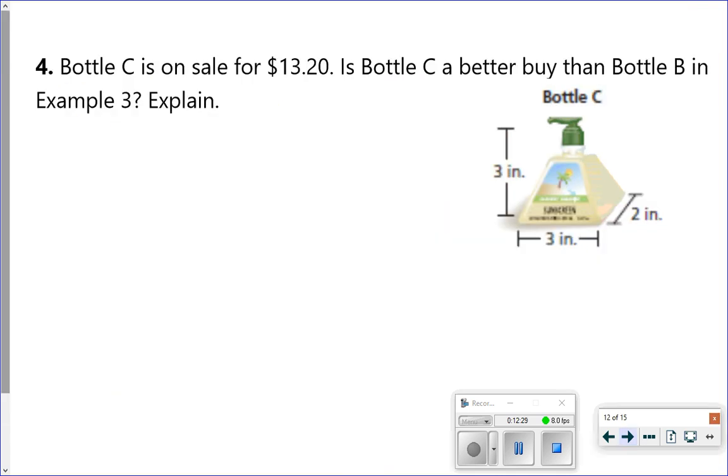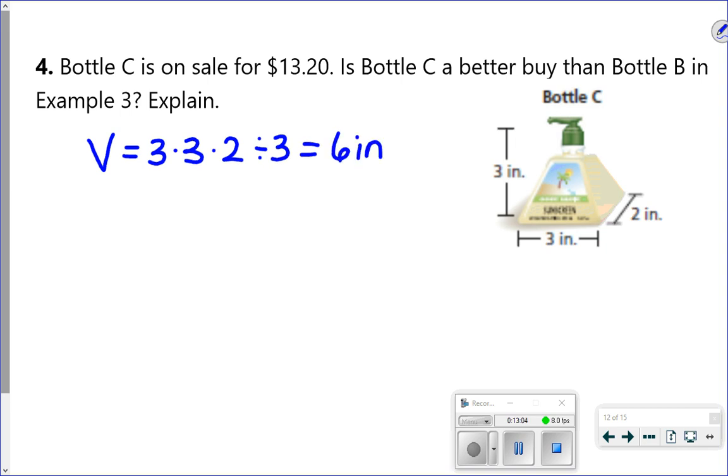All right, let's take a look at 4. It says bottle C is on sale for $13.20. Is bottle C a better buy than bottle B in example 3? And explain. So we're going to do the same steps that we did on the last one. We're going to find the volume, we're going to find the unit price, and then we're going to explain. So for our volume, length times width times height divided by 3, same formula we've been using. So 3 times 3 times 2 divided by 3. When I do that, I get 6 inches cubed.